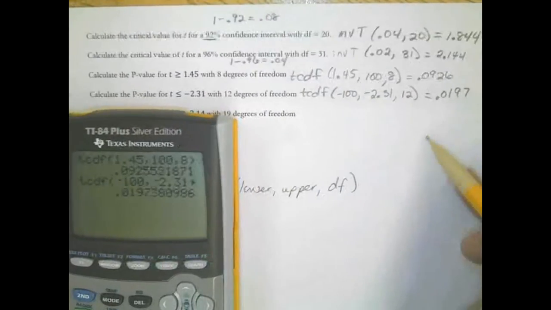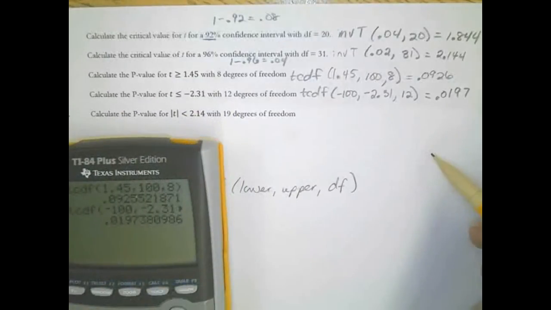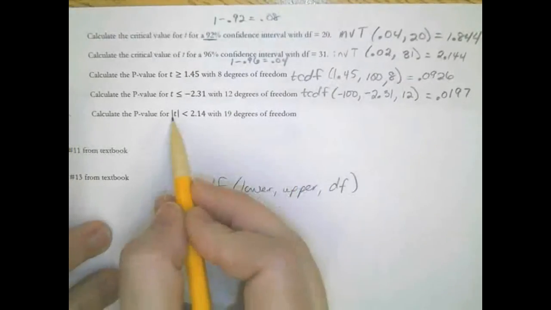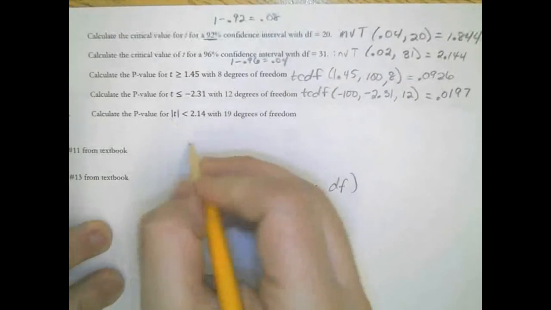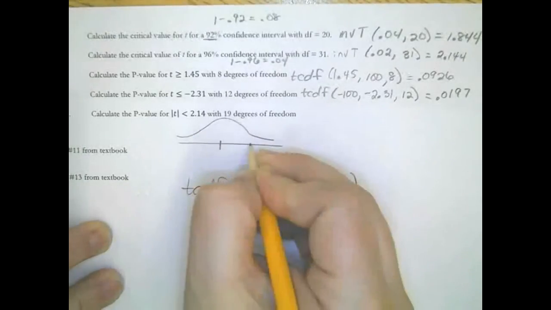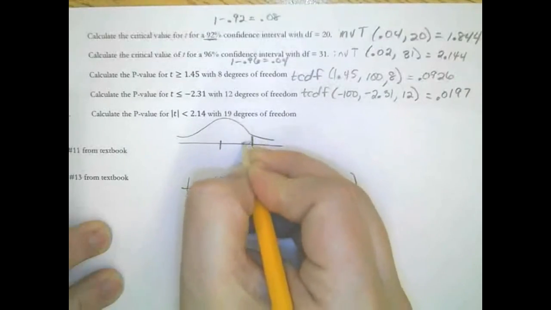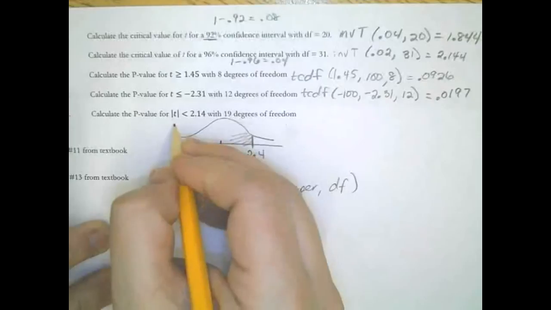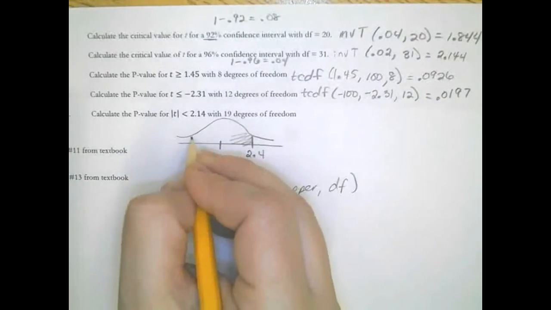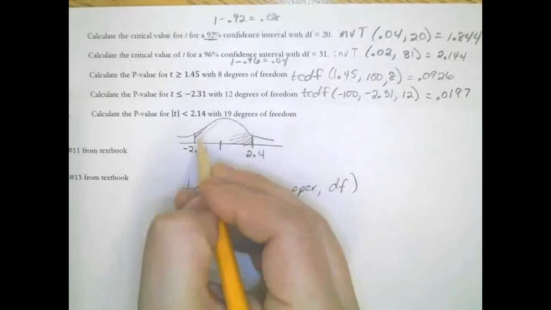Okay, and then the last one says I want to be less than this. I'm going to draw the picture for this one so you can see, because it's saying the absolute value. Here's the mean, and 2.14 is about here, and you want to be less than that, so you're going to be to the left. But if you remember, when you are solving an absolute value equation, it also is the opposite of that, so negative 2.14. And so I'm looking for this range here.